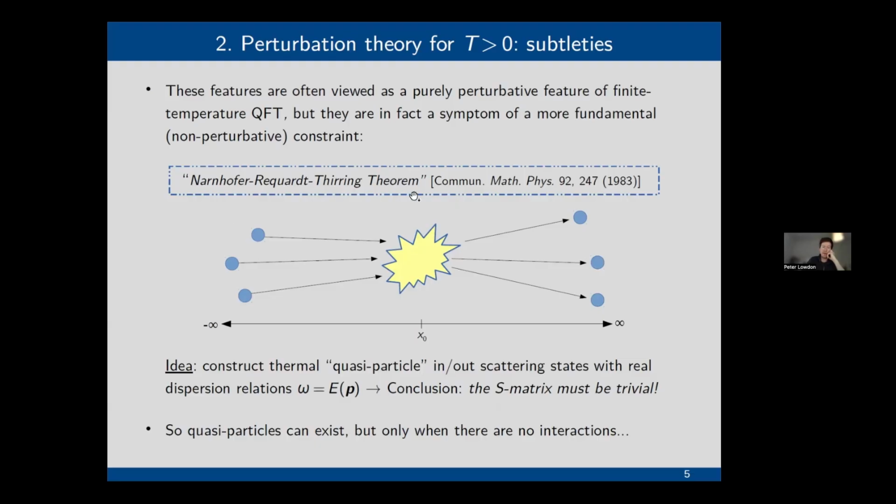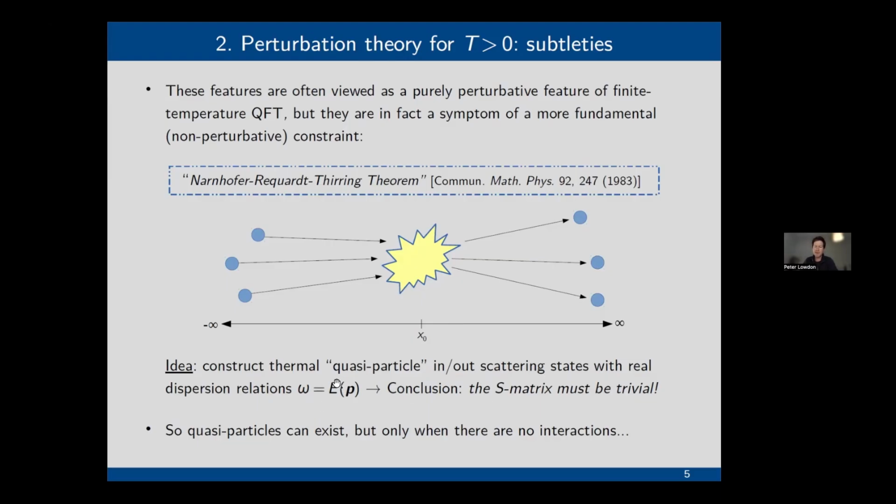So this is a relation or a theorem that was derived in the early 80s, the Nauenberg-Reichardt-Turing theorem, NRT for short. And the idea here is that what the authors tried to do is create a scattering matrix at finite temperature by constructing in and out scattering states that have purely real dispersion relations. And if you do that at finite temperature, what you find is that the S matrix must be trivial. So that means that if you have quasi-particle scattering, you can only do that if you have no interactions in the system. So this is quite a surprising result, interesting result as well.